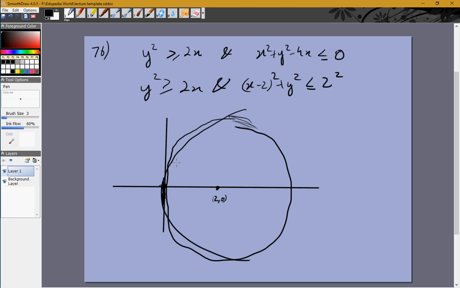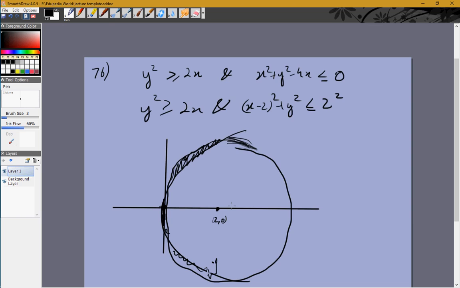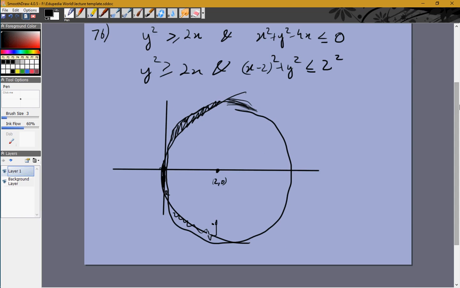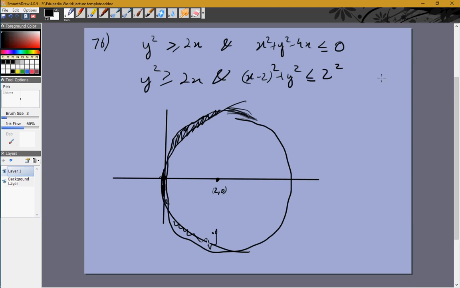But we also want the exterior of the parabola because within the interior of the parabola y squared is less than or equal to 2x. So the intersection of the exterior of the parabola and interior of the circle are these two regions. This is the first region and this will be the second region. I'll just draw a smaller figure also, so I hope it will be clearer. This would be the parabola and this would be the circle, and this is the region we want, which is in the interior of the circle and the exterior of the parabola.